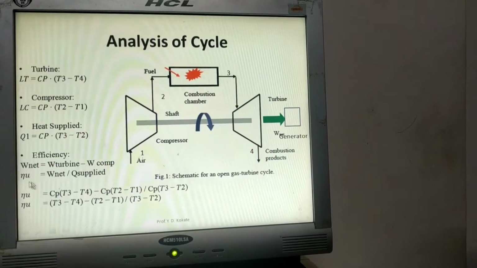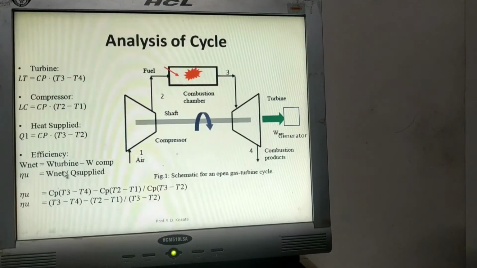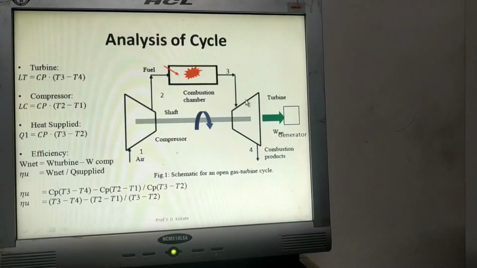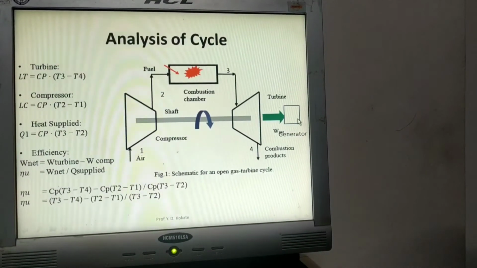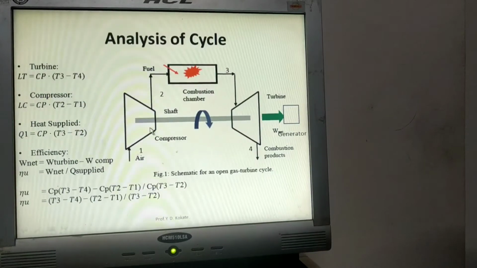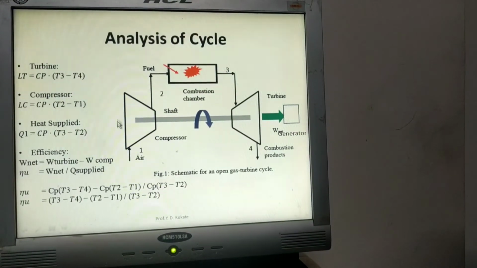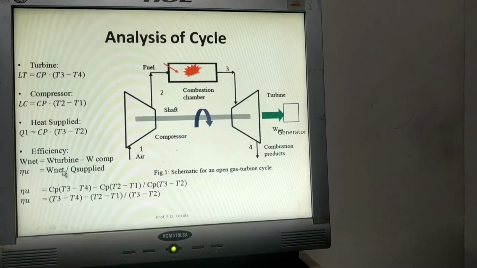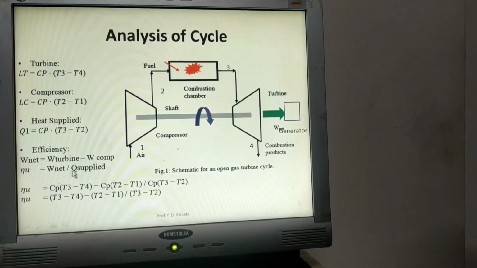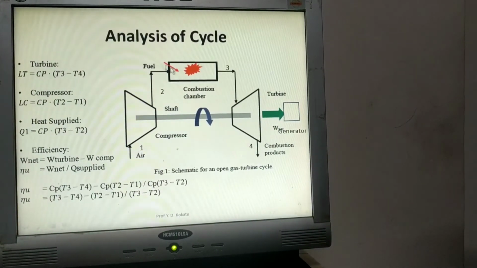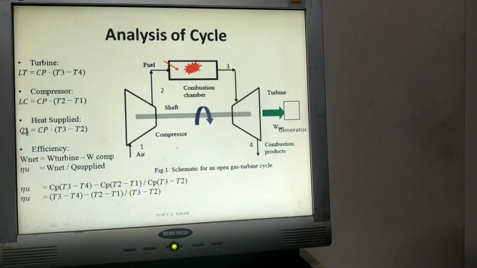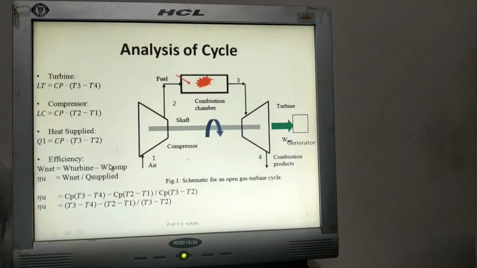On that basis we can easily calculate the efficiency, that is nothing but output upon input. Output is the turbine work done, but the whole turbine work done is not provided to the generator. Some of the work done is provided to the compressor. The compressor is a power absorbing device, so we have to subtract that amount of work done. So here we take the net work done divided by the input. Input is the fuel supplied inside the combustion chamber, which gives rise to the heat supplied, that is Cp into T3 minus T2.